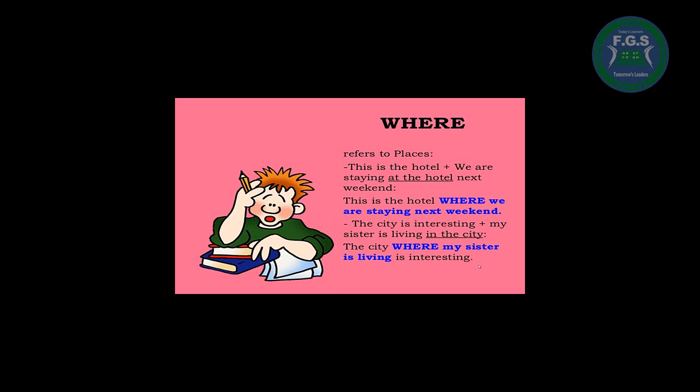The next part is where. So we use where to refer to places. For example, this is the hotel. We are staying at the hotel next weekend. So if I want to make these two sentences just one sentence, I'll say: this is the hotel where we are staying next weekend. Another example. The city is interesting. My sister is living in the city. So with the relative clause, we can say: the city where my sister is living is interesting.